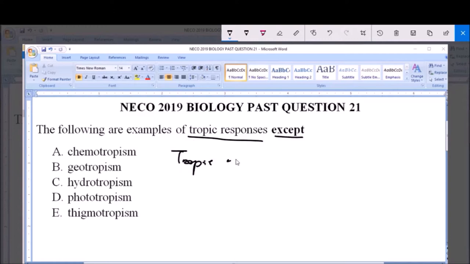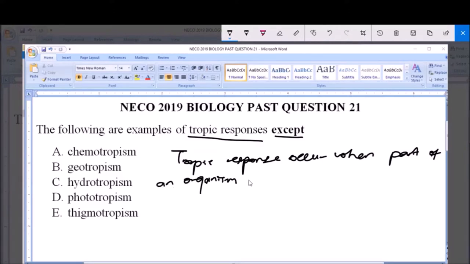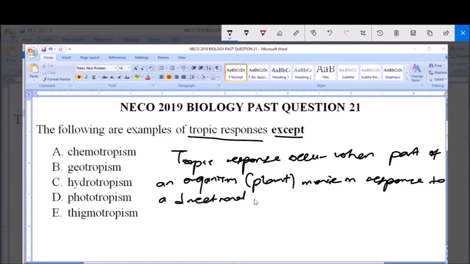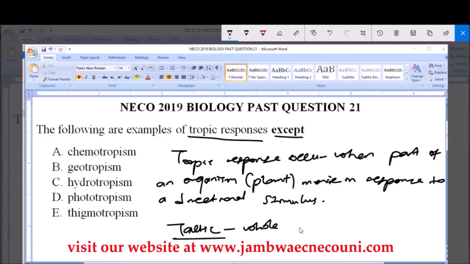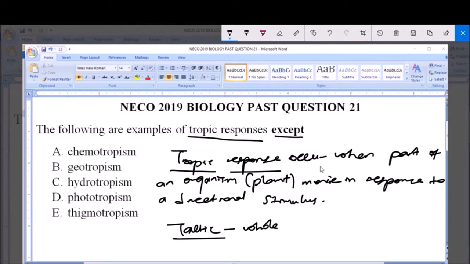Now, a tropic response occurs when parts of an organism, mostly plants, move in response to a directional stimulus. Unlike the taxis or tactic response, in which the whole organism moves in response to a directional stimulus, for a tropic response, which mostly occurs in plants, just parts of the organism move in response to this directional stimulus.